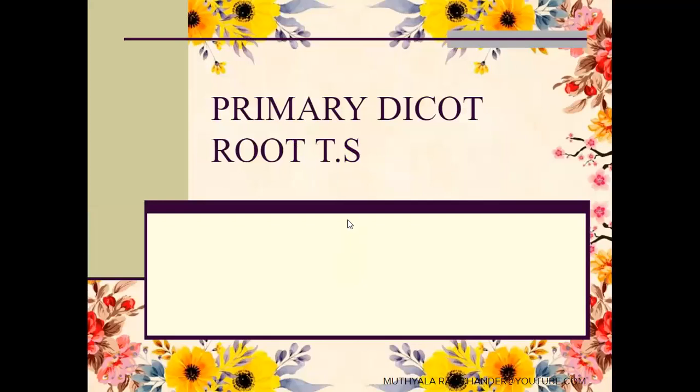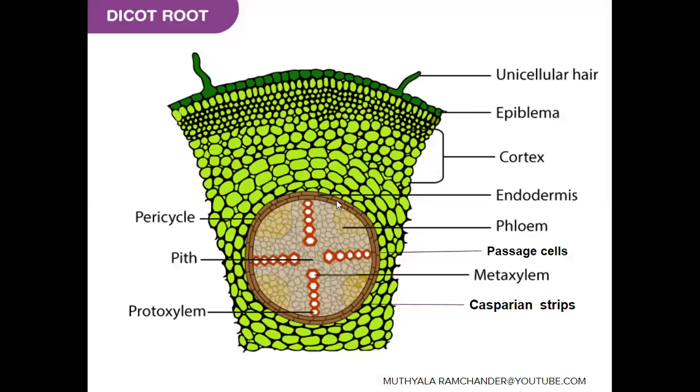Now next we discuss the primary dicot root TS. Primary dicot root TS is similar to the monocot root TS; it also shows three major parts: epiblemma, cortex and stele. Epiblemma is also called epidermis or piliferous layer because it mainly helps in absorption of water and minerals from the soil. The epiblemma produces hair-like structures called root hairs.